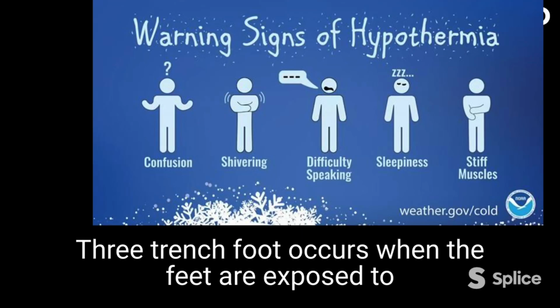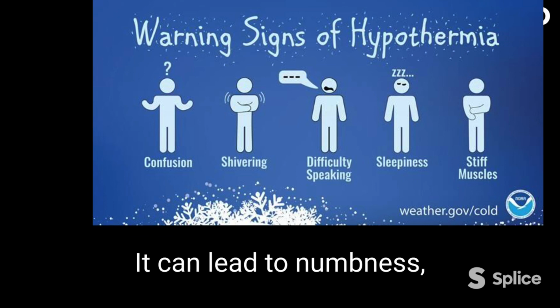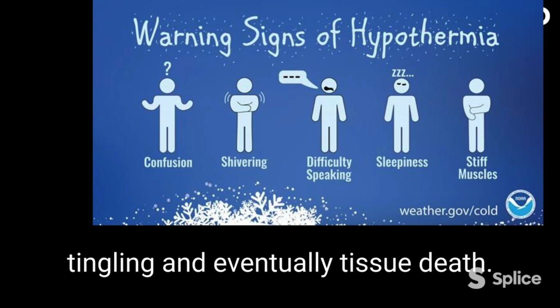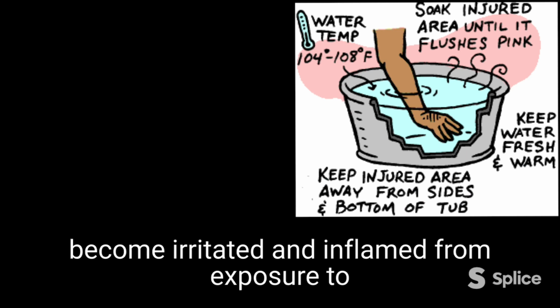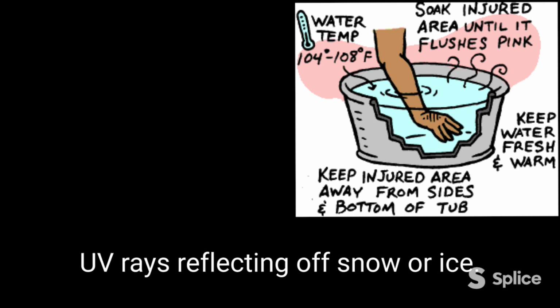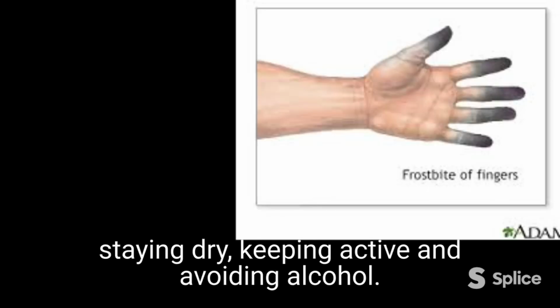3. Trench foot occurs when the feet are exposed to cold and wet conditions for an extended period of time. It can lead to numbness, tingling, and eventually tissue death. 4. Chilblains occurs when the skin becomes red, itchy, and swollen after exposure to cold temperatures. 5. Snow blindness occurs when the eyes become irritated and inflamed from exposure to UV rays reflecting off snow or ice.